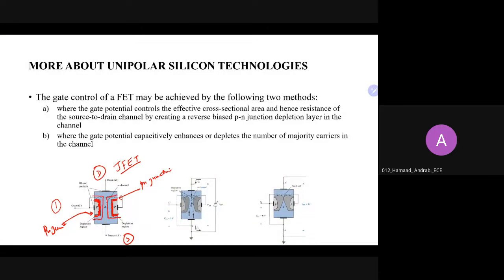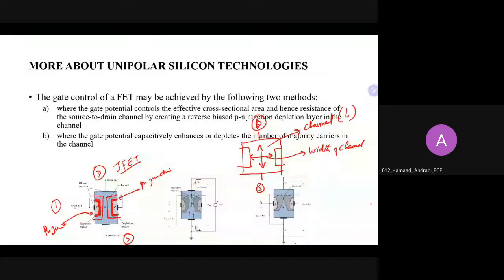And the channel width, what is the channel? The channel is basically the space between the drain at the top and the source at the bottom. So this entire area between source and drain is known as the channel. This is the width of the channel, and this is the length of the channel.